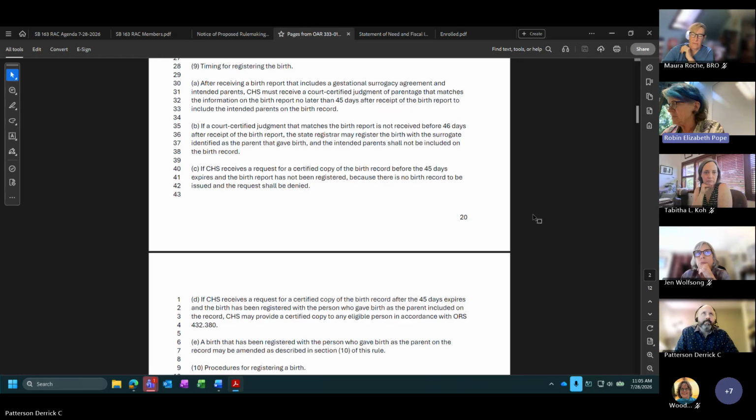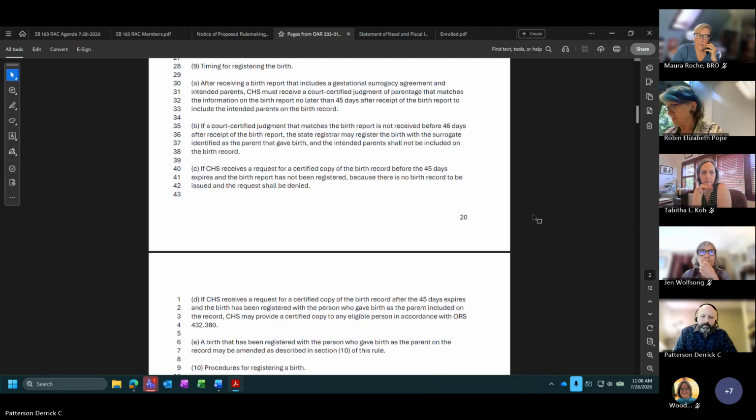So I think it should read, after receiving a birth report for a child born under a gestational surrogacy agreement that includes the intended parents and the gestational surrogate, so this is a birth report saying this is who everybody is, then CHS must receive a court-certified judgment of parentage that I think substantially matches the information. I don't understand why there's a 45-day limitation. Okay, so proposed changes, and then a question about why the limitation of 45 days. And then B, I think, has to be stricken in its entirety because that's contrary to the law that we passed. I don't know where the authority for that comes from.